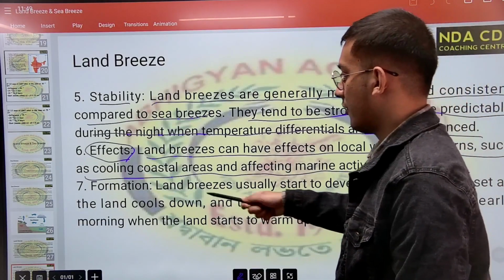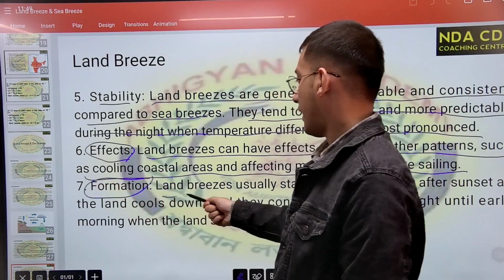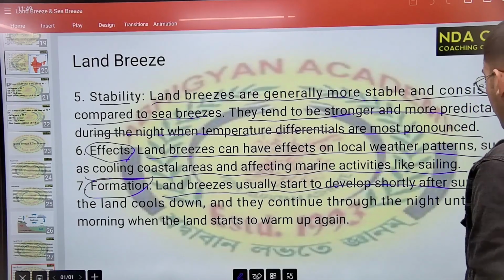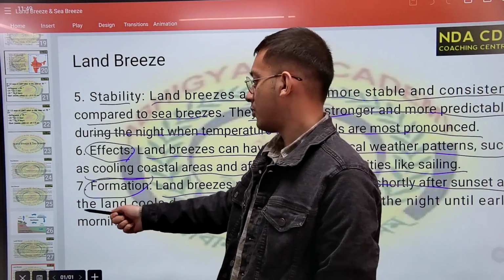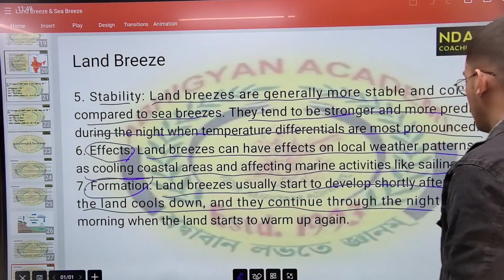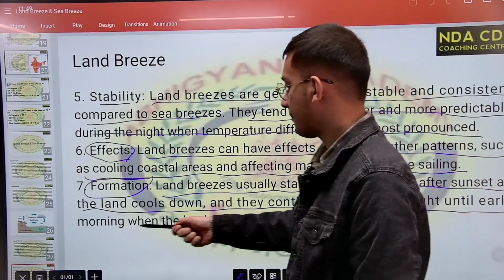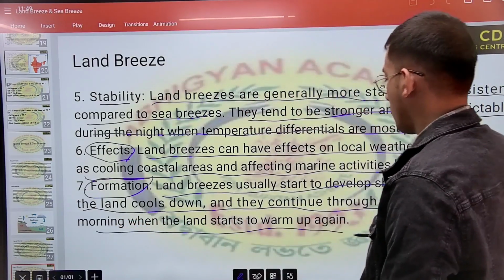sailing. Formation. Land breezes usually start to develop shortly after sunset as the land cools down, and they continue through the night until early morning when the land starts to warm up again.